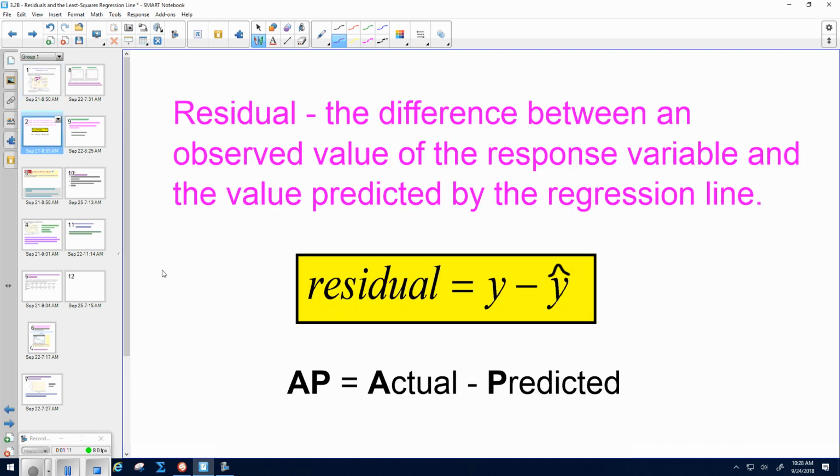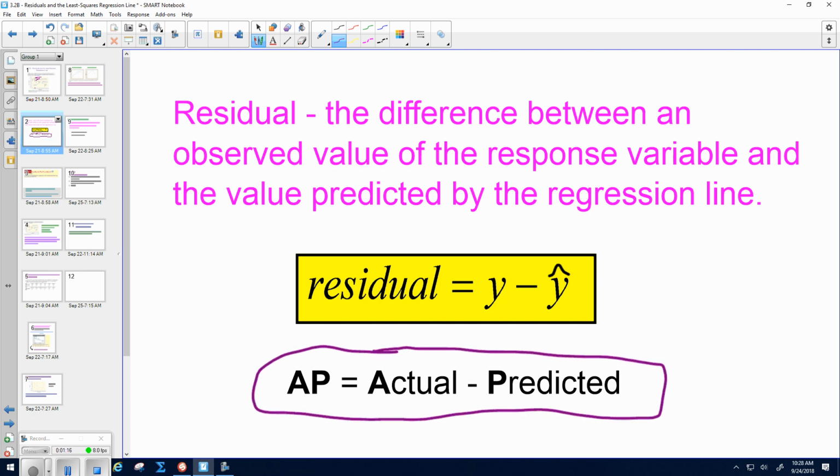So the formula for residual is AP. Get it? Like AP statistics. That's how you remember. Actual minus predicted. Also, this Y represents the actual Y, your actual output, minus the Y with the hat on it, the predicted Y. So that's the formula for it. And the definition is the difference between an observed value of the response variable and the value predicted by the regression line. Those are called residuals.